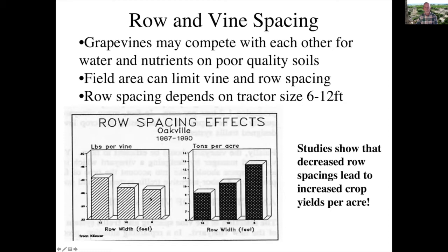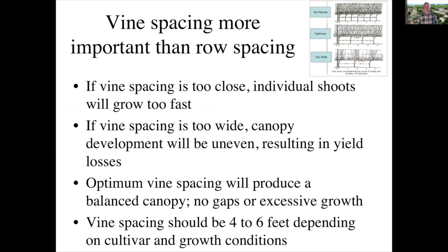On the other hand, because you have narrower rows, you can plant more vines. And as a result, the amount of tons per acre of grapes increases with a decreasing row width, as you can see in this right-hand side of the figure. So studies have showed that decreased row spacings lead to increased crop yields per acre. Another important point here is that vine spacing is more important than row spacing.